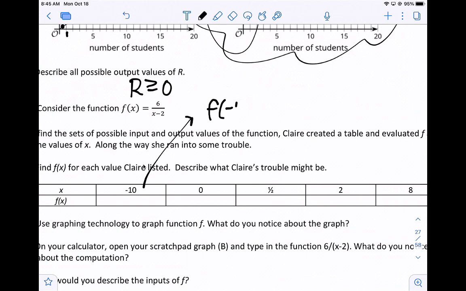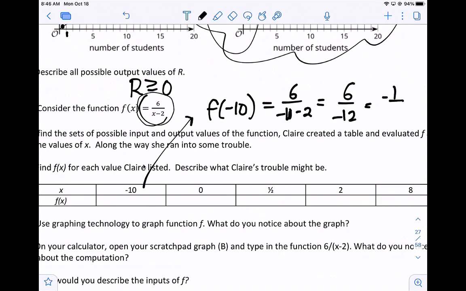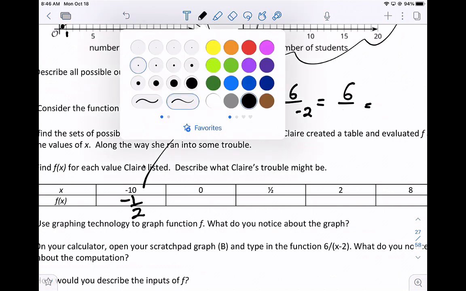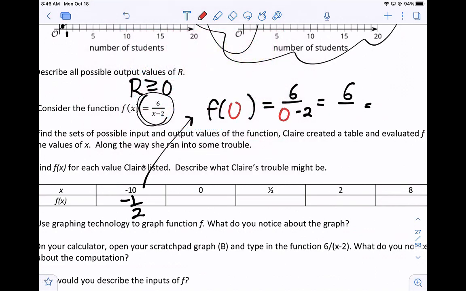So f of negative 10 equals, and then here's the f function, 6 over negative 10 minus 2, 6 over negative 12, which is negative 1/2. Okay, so if the input is negative 10, we can get an output. Let's try the next one, which is 0. 6 over 0 minus 2. Okay, that would work. We'd get negative 3. Let's try another value.